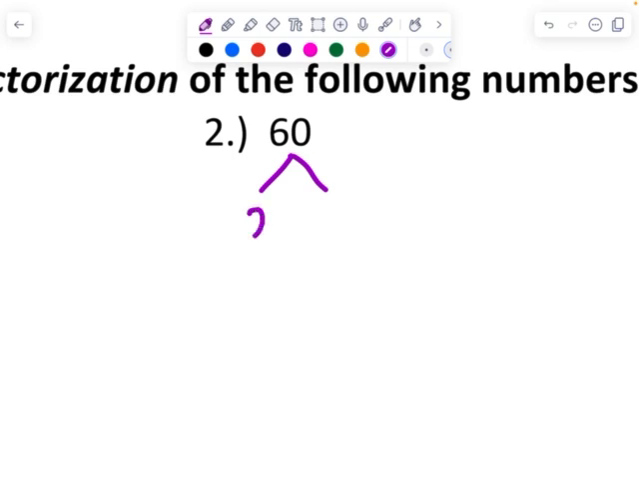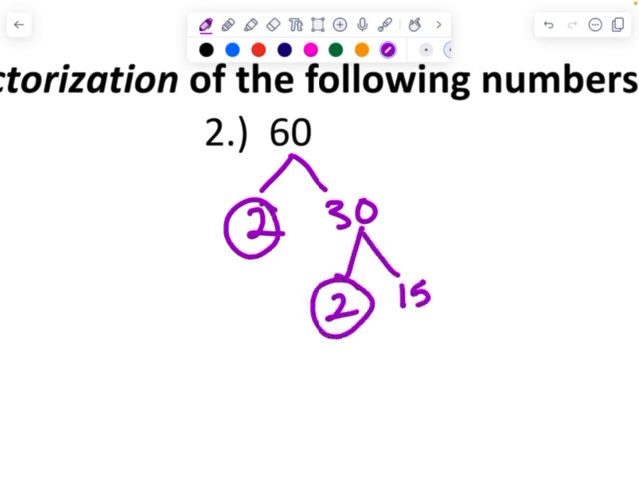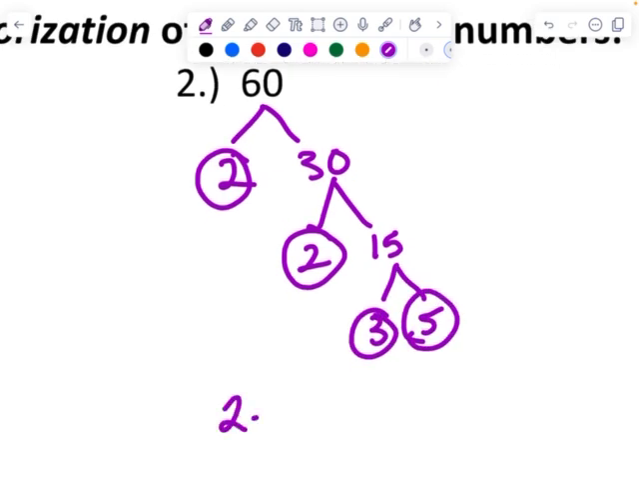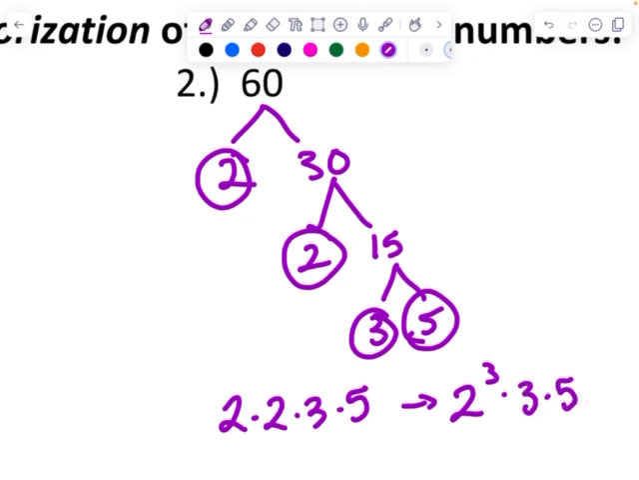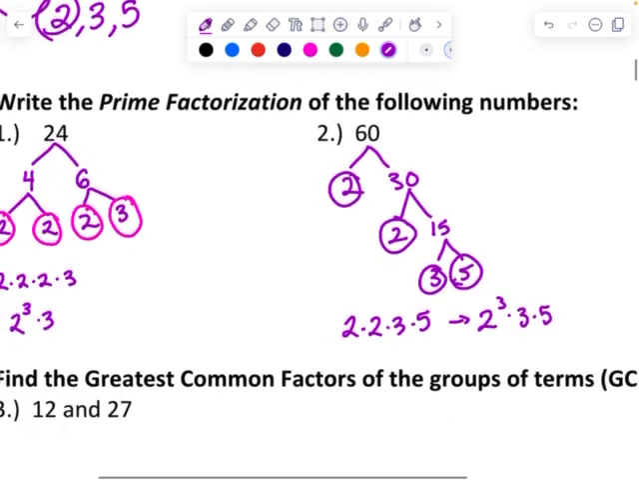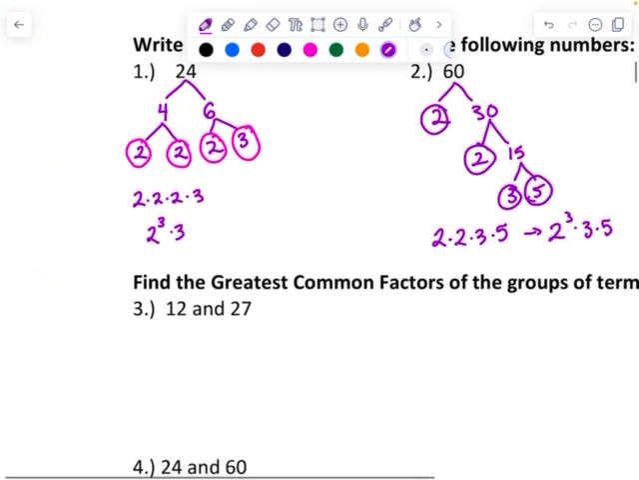All right, let's see, 2 and 30, maybe you chose those two factor pairs. 2 and 15, maybe those two factor pairs. And then we have 3 and 5. So really we should have 2 times 2 times 3 times 5, or 2 squared times 3 times 5. Or you could do it times 5 times 3. Remember, multiplication is commutative.